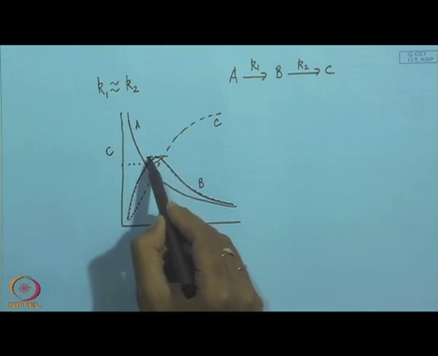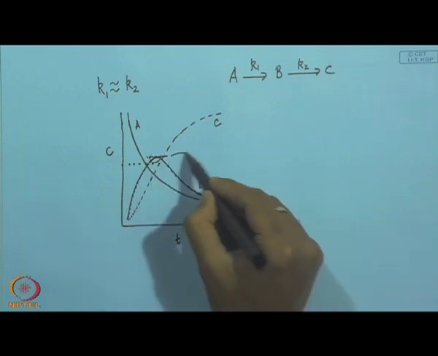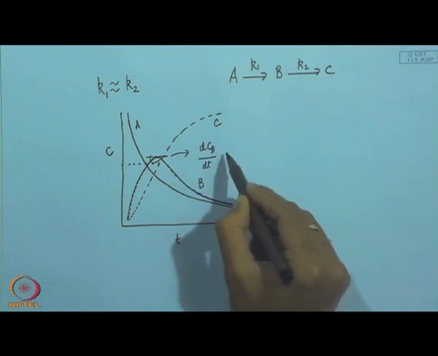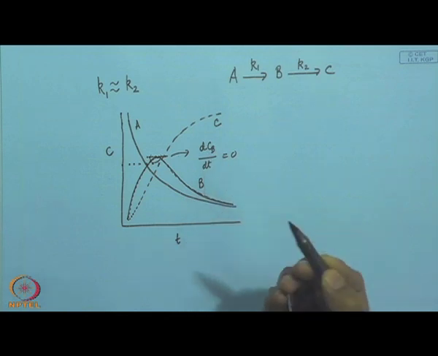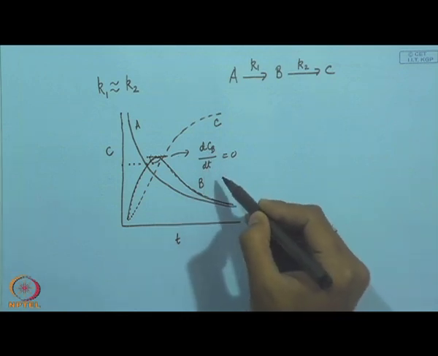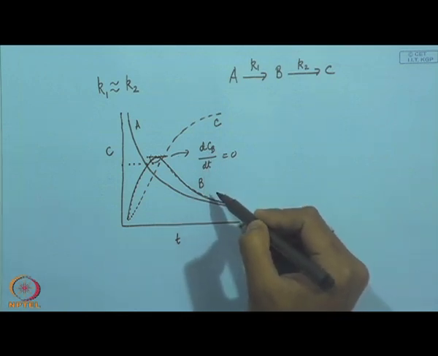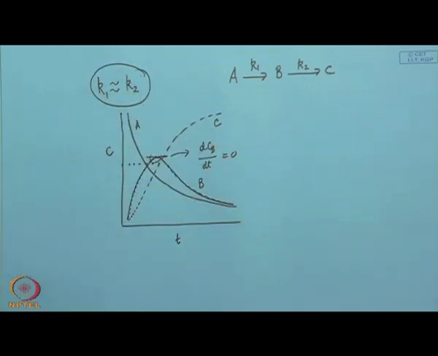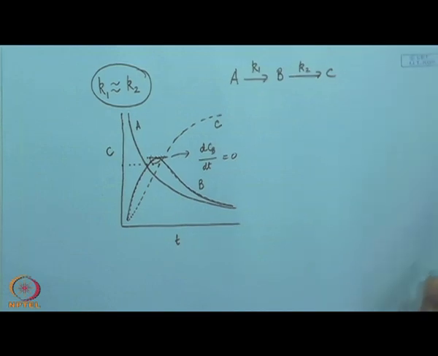You see here this is B. So, here dC_B/dt is equal to 0, that is, with time the concentration of B is not changing. Okay. So, this is one situation where K1 is very close to K2. Now, let us move on to another case.